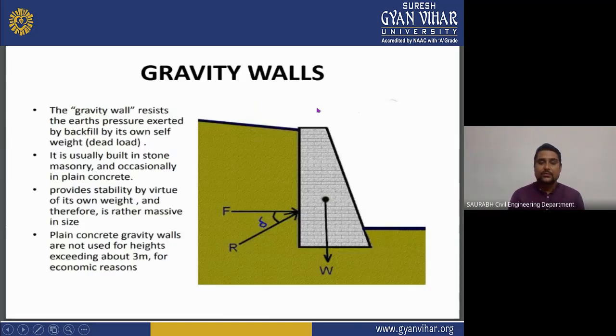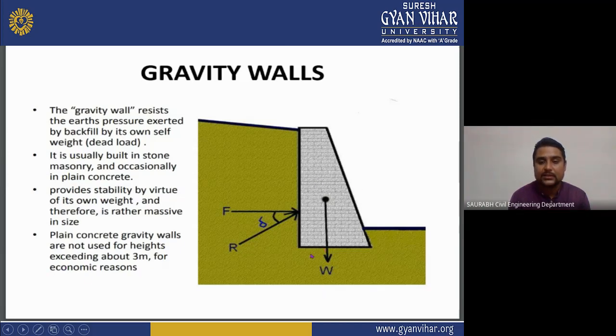Now come to the gravity walls. What is the meaning of gravity walls and how do they work? The gravity wall resists the earth pressure exerted by the backfill by its own self-weight, which is also known as dead load. It is usually built in stone masonry and occasionally in plain concrete. It provides stability by virtue of its own weight and therefore is rather massive in size. Plain concrete gravity walls are used for heights not exceeding about 3 meters from the economical region.